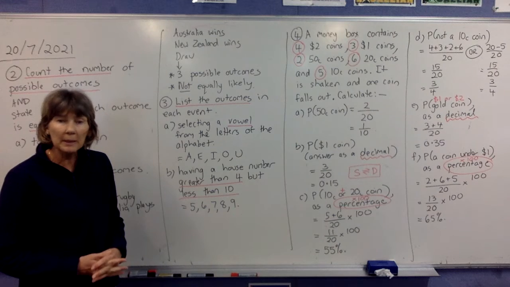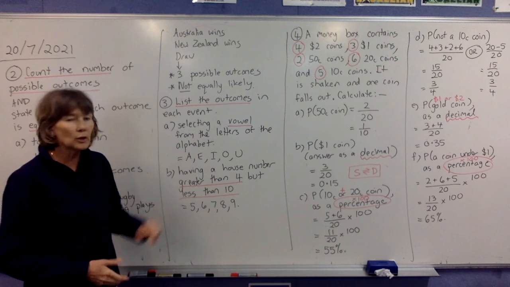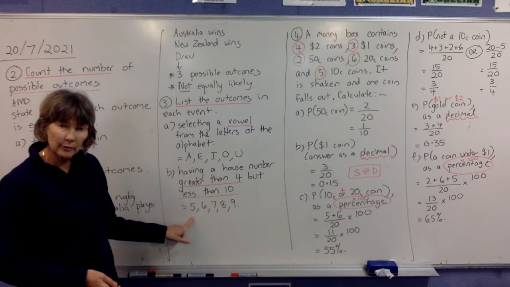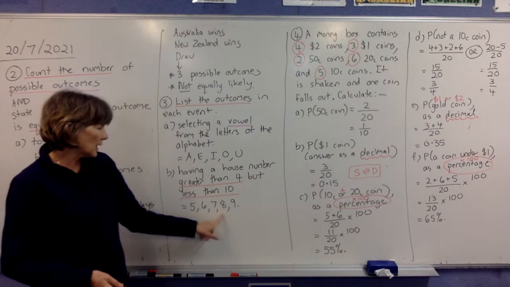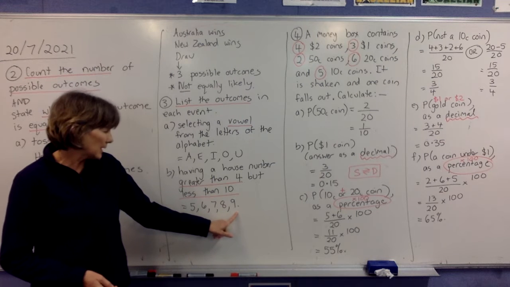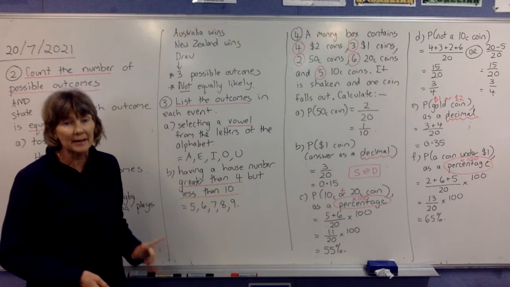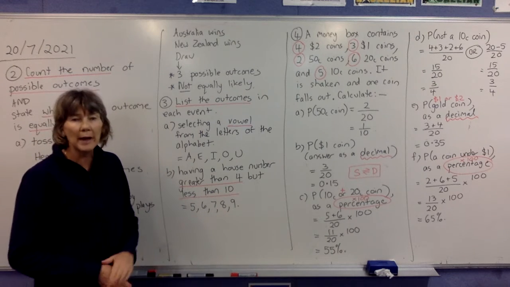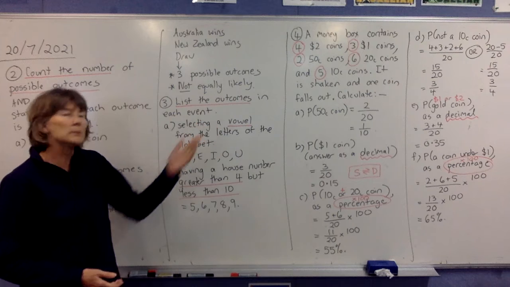In the second one, having a house number greater than 4 but less than 10. Greater than means you can't include it, so we can't include the 4. We're starting at 5, the first number greater than 4. 5, 6, 7, 8 and 9, and we're stopping there because the number has to be less than 10. It can't include the 10. So they're all the possible things you could have. That's your list of outcomes.